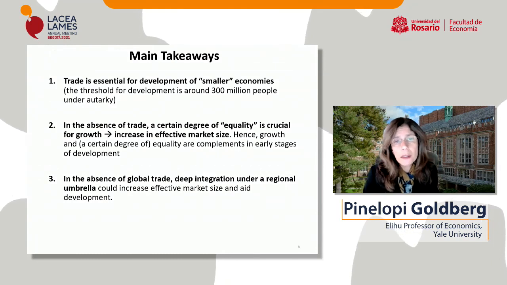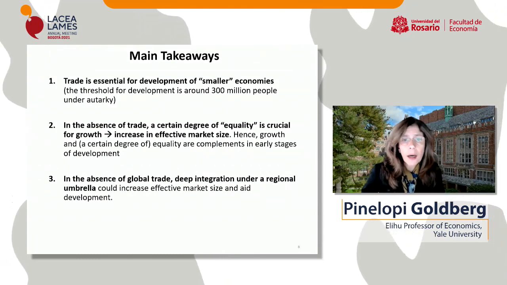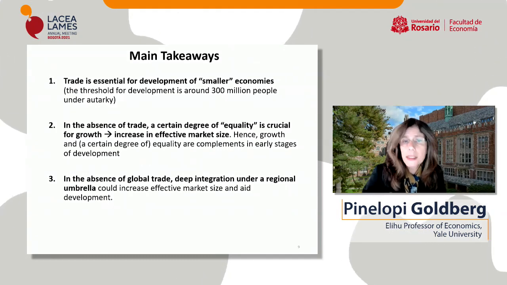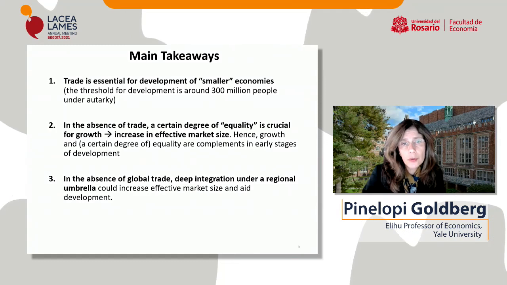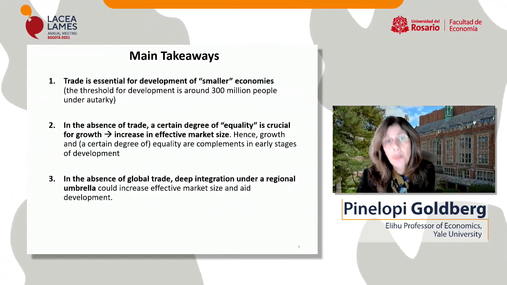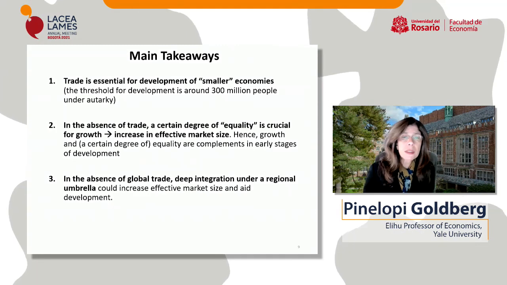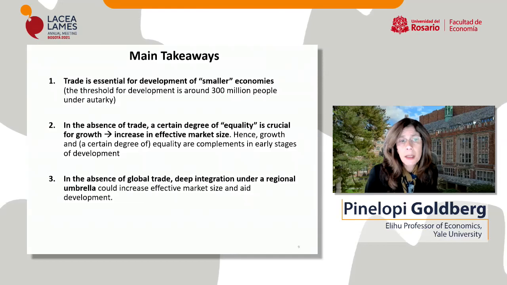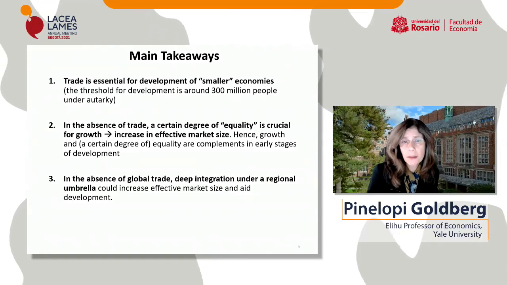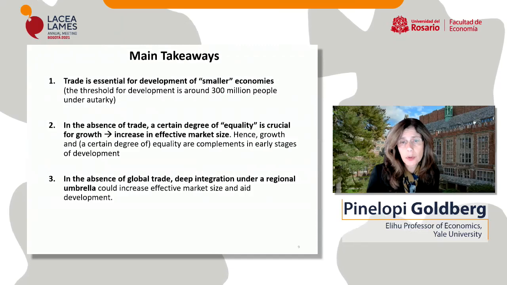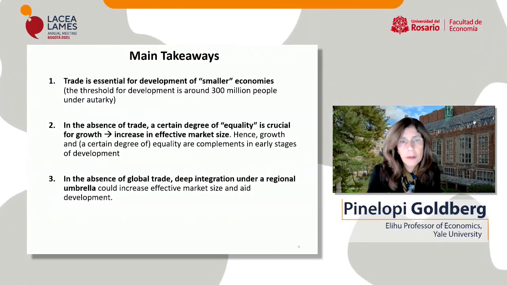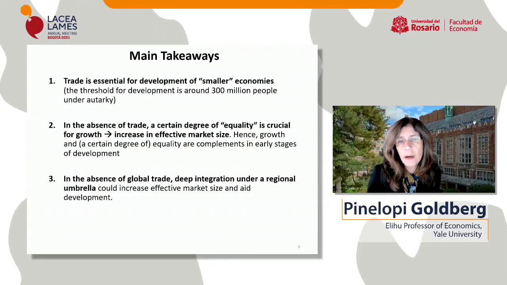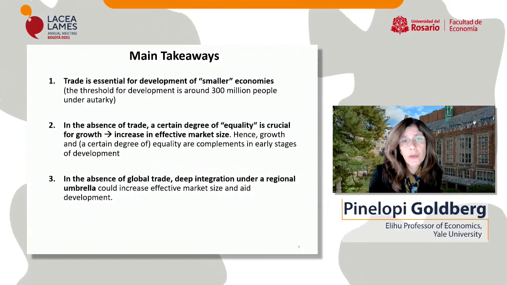So the main takeaways, in case I run out of time, which I always do: the first takeaway is that trade is essential for the development of smaller economies. This did not start as a project on trade. Nevertheless, this is a message that comes out of this work very strongly. And just to give you an idea, the threshold for development we estimate in the case of autarky, so this is just a thought experiment. We don't really think that the world is moving towards autarky, but if we didn't have trade, countries would have to have at least 300 million people to develop on their own.